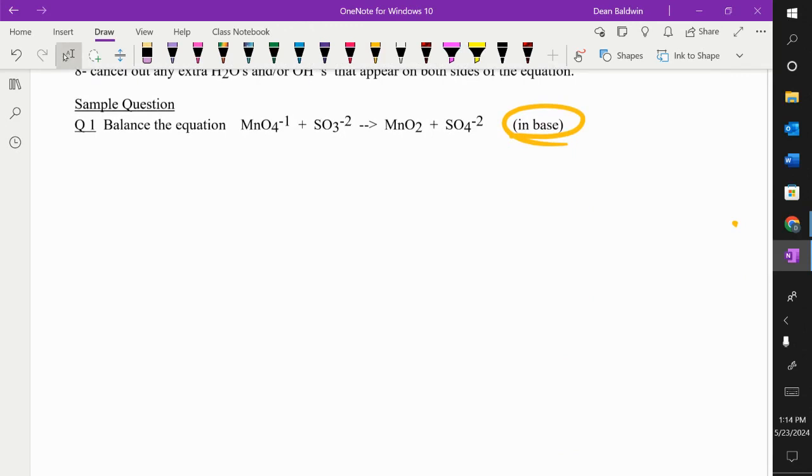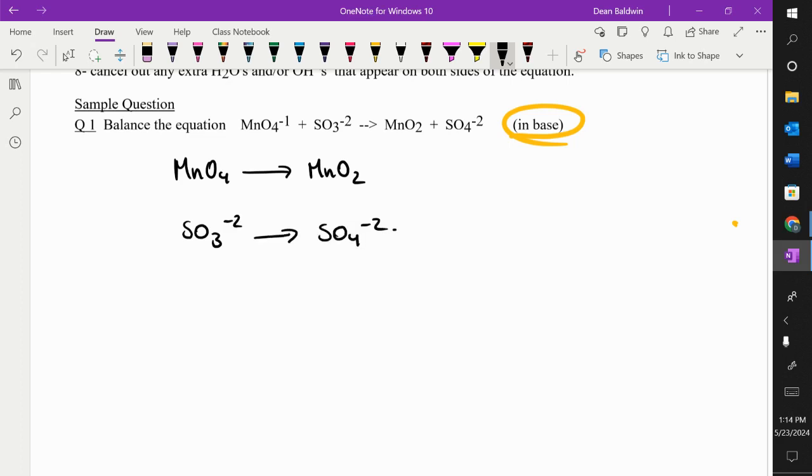That we did in acidic, and then at the very end we do one little tweak. So MnO4 minus plus SO3 2 minus goes to MnO2 plus SO4 2 minus. All right, break it into the two half reactions. Balance the major atoms, primary atoms, whatever you want to call it.